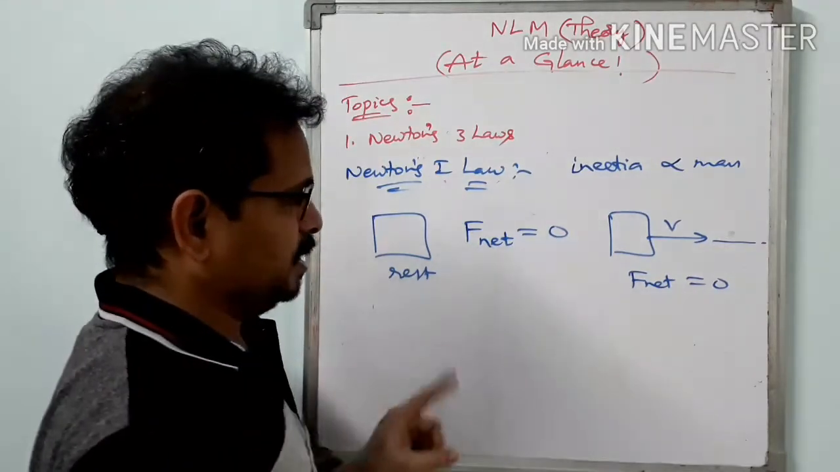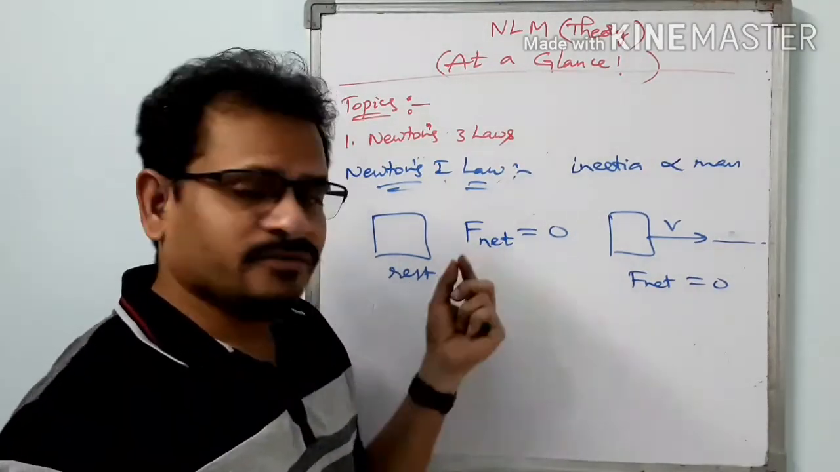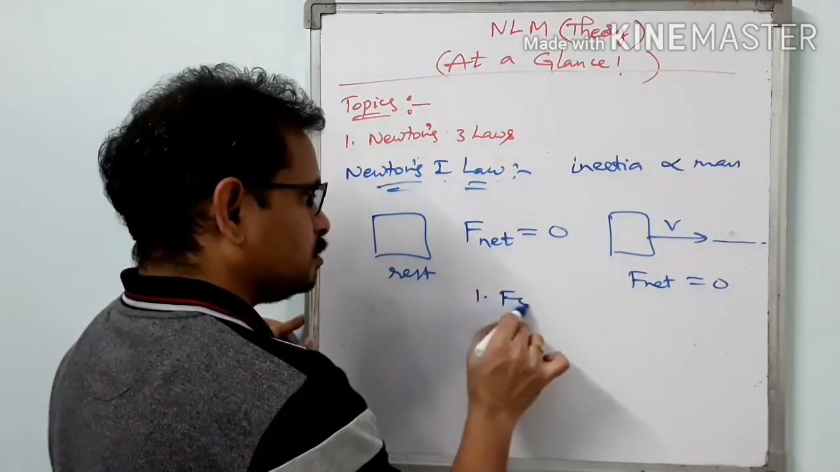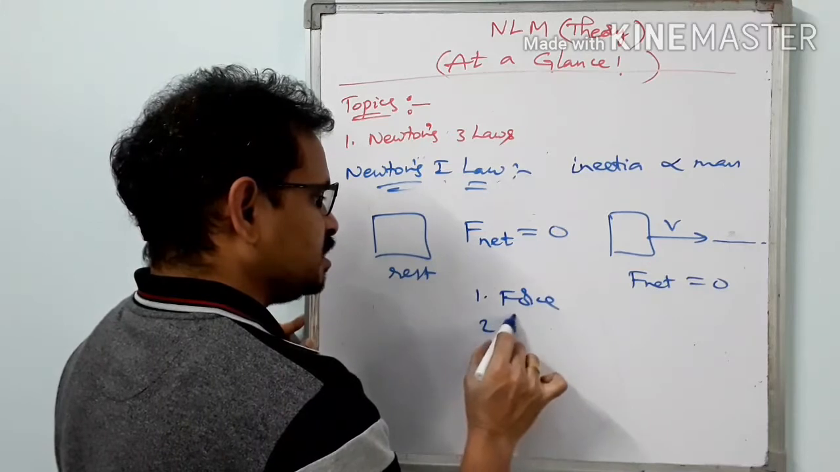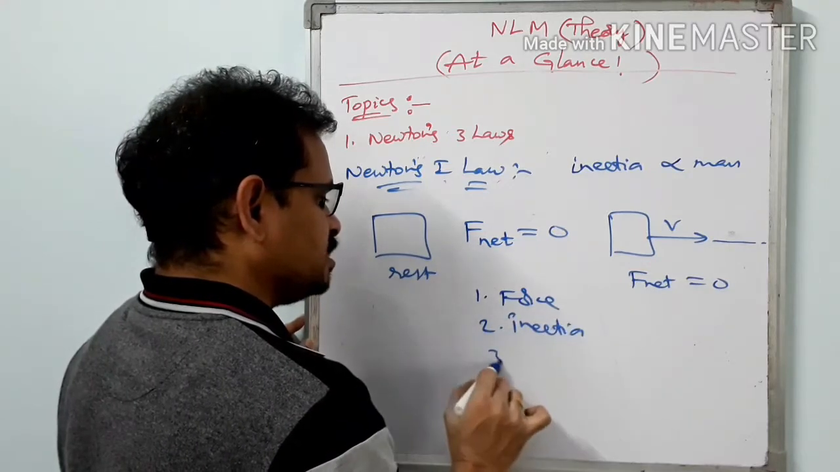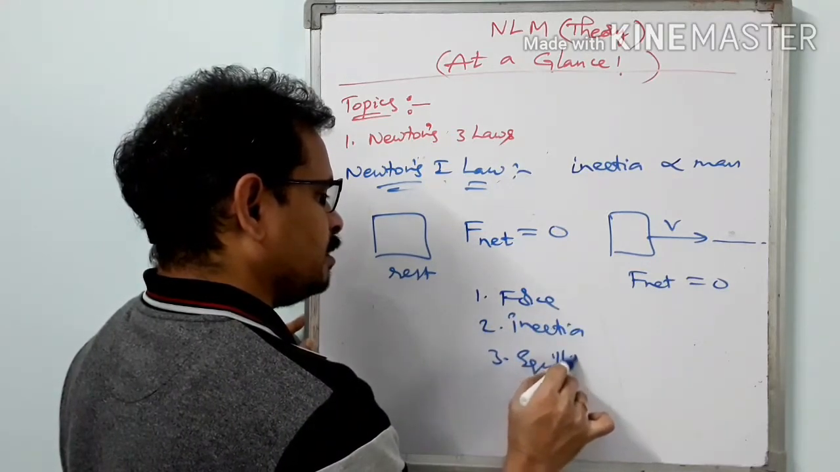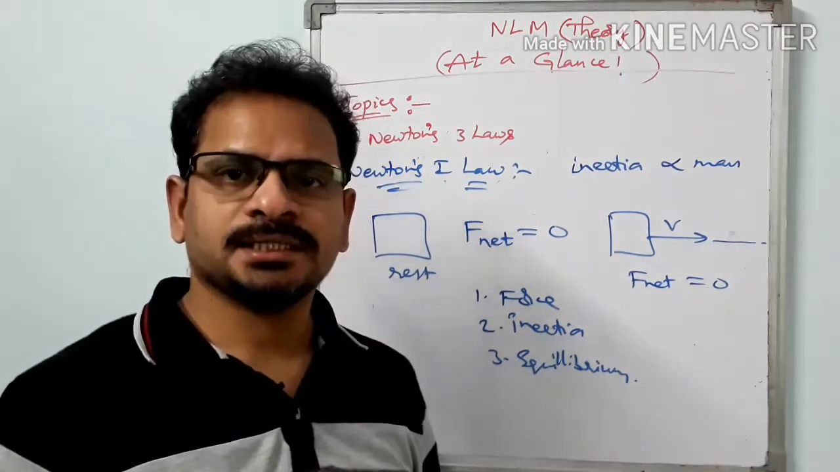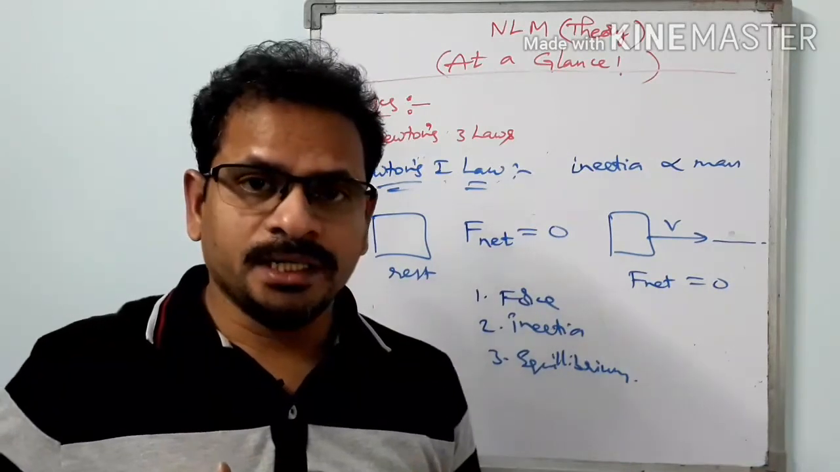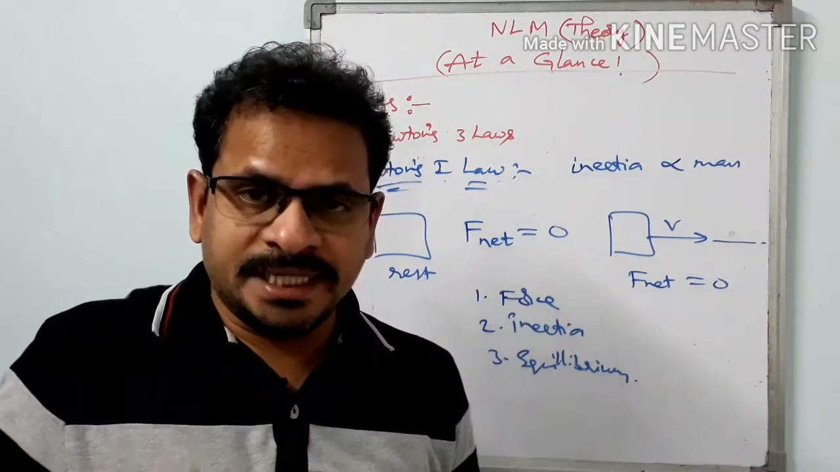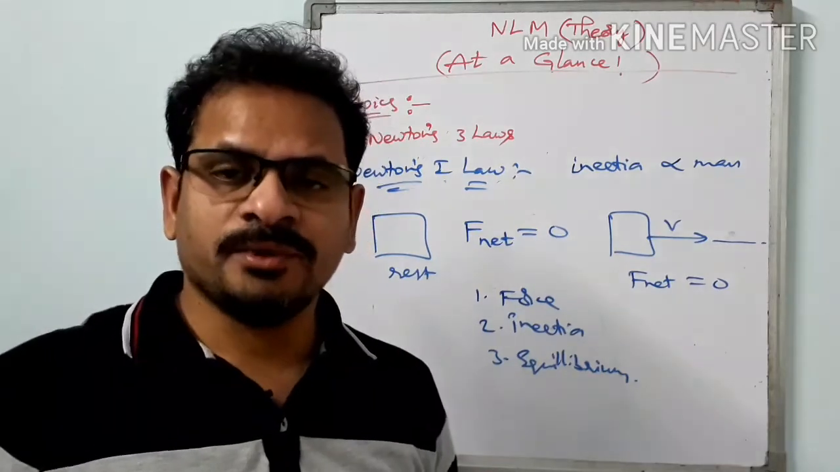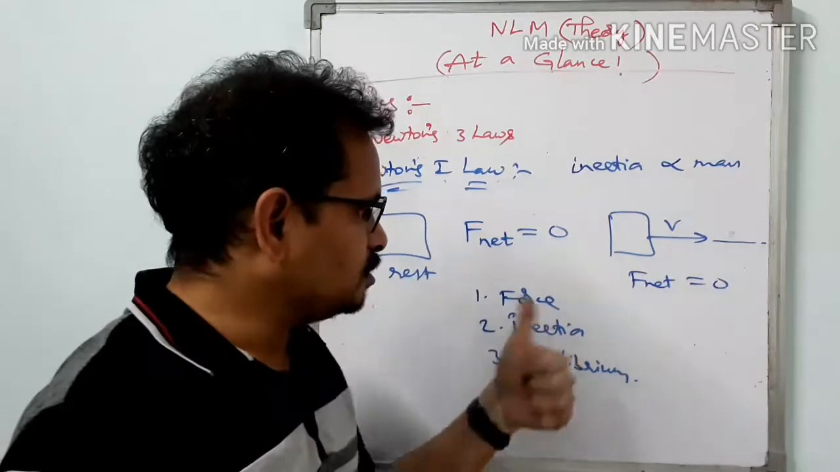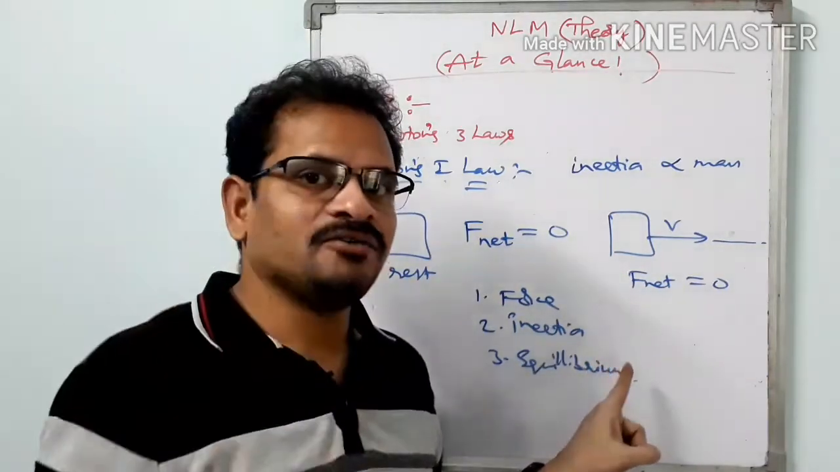So the first law is giving us information regarding three things here. One is force. Number two is inertia. And number three is equilibrium. How about force? It gives the idea that if we have to change the state of rest or state of uniform motion of a body, something is required. That something is known as force. So it is giving us an idea of force.